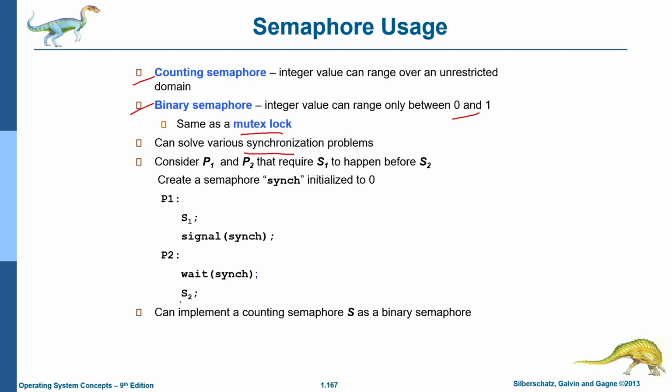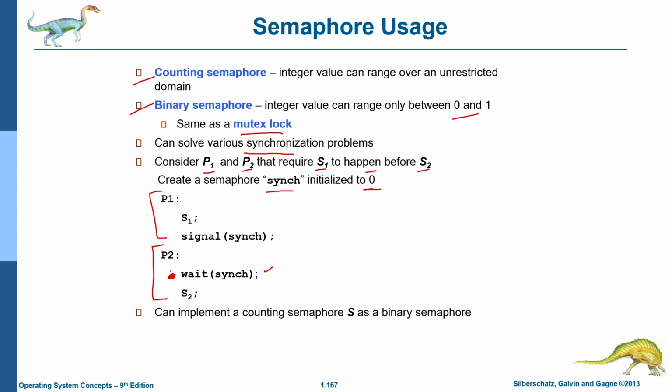You can solve various synchronization problems. For example, look at this simple problem here. If P1 and P2 are 2 processes and they require S1 to happen before S2 under any circumstance, then you can create a semaphore called sync and initialize its value to 0. Sync is an integer variable, right? Initialize it to 0. So let's say P2 runs before P1, worst case. What can happen? P2 first waits on sync. Since the value is 0, it cannot go any further because sync is less than or equal to 0. Sync minus minus cannot be done, so it is going to be stuck in the while statement.